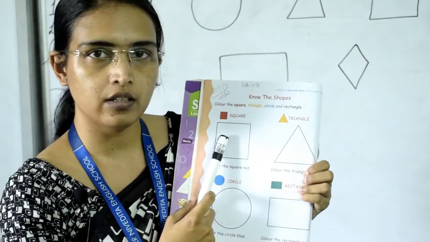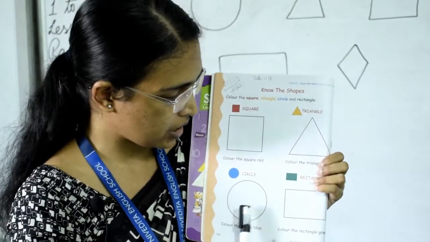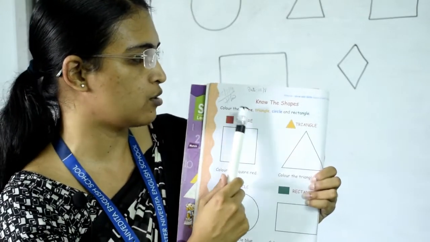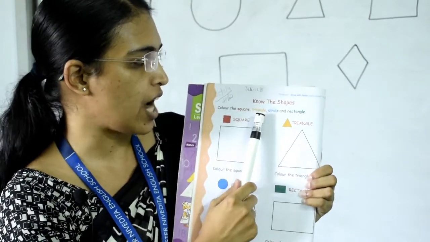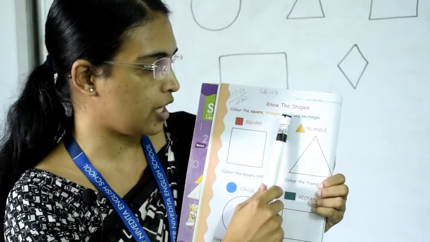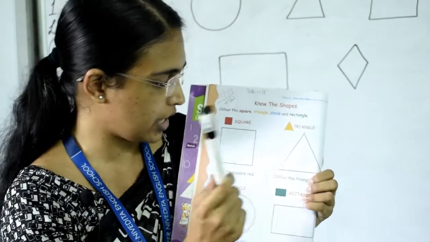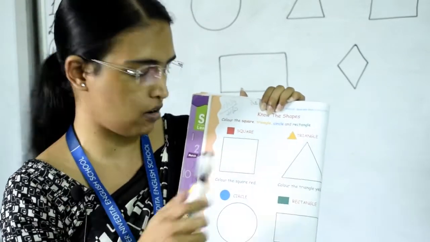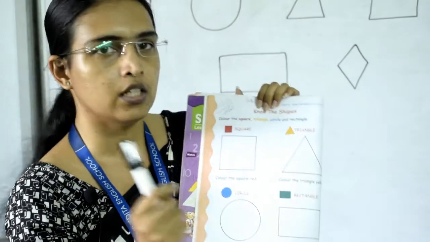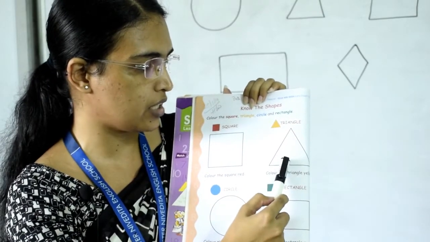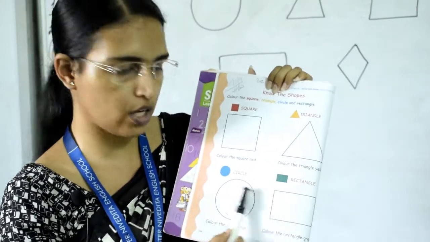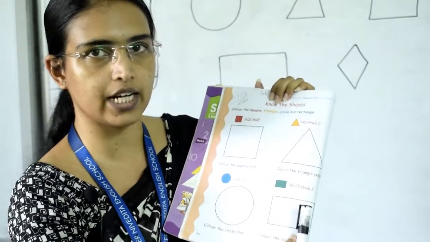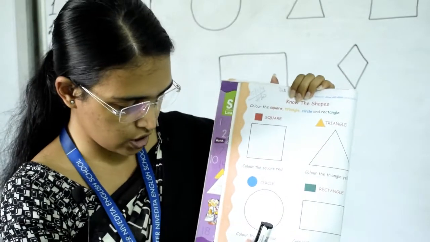First one is square, then triangle, then circle, then rectangle. So here what you have to do, you have to color the square with red, triangle with yellow, circle with blue, and rectangle with green. So this is a square. You have to use red crayon to color this square. Use your yellow crayon to color this triangle. Use blue crayon for circle and green crayon for rectangle. Okay. So this page is your homework.